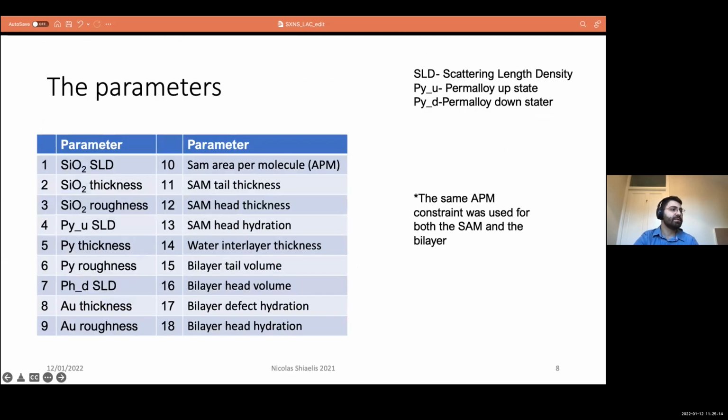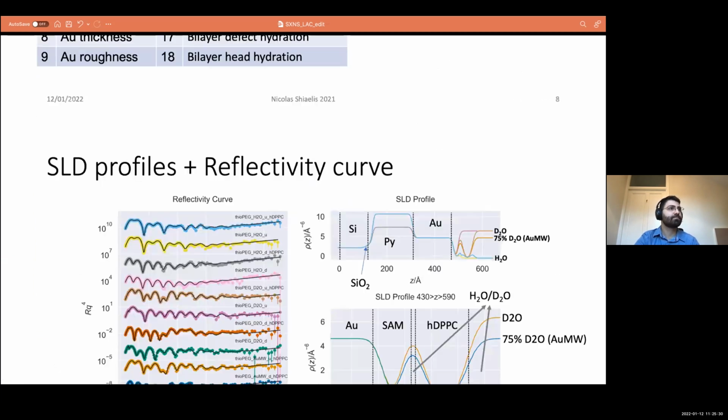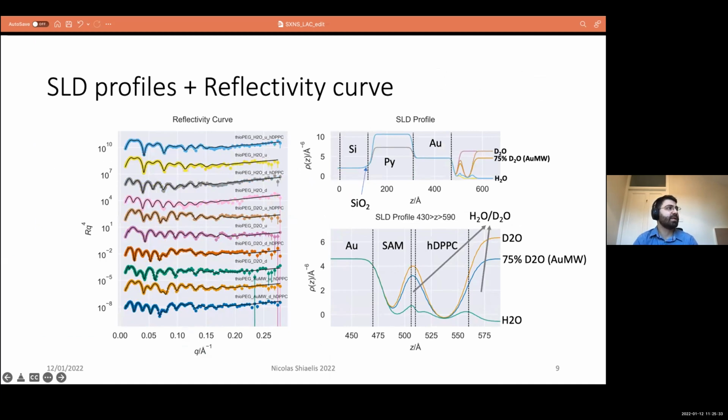So for completeness, here are the parameters we use to code up the model. I want to draw your attention to the area per molecule parameter, which was used to constrain both the SAM and the bilayer. And here you can see the plotted SLD profiles and reflectivity curves. The data was fitted using nested sampling, and you can see that it fits quite well.